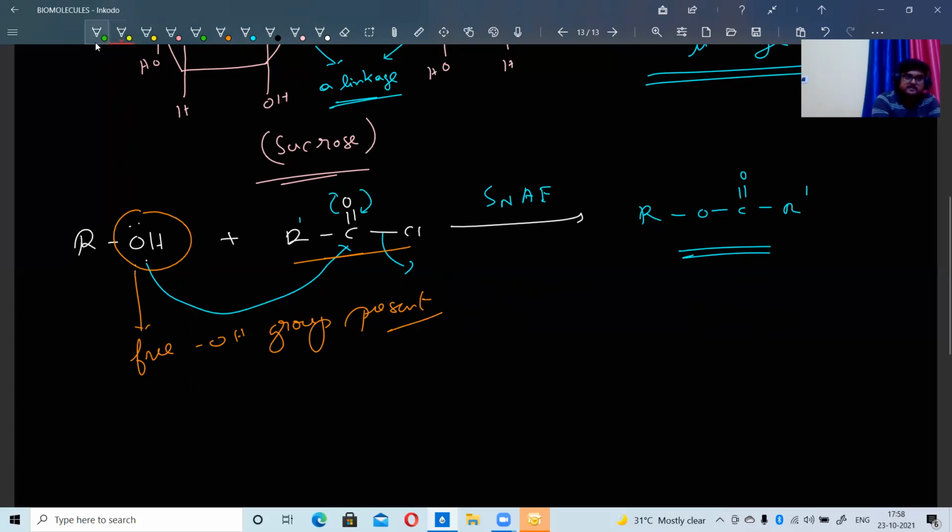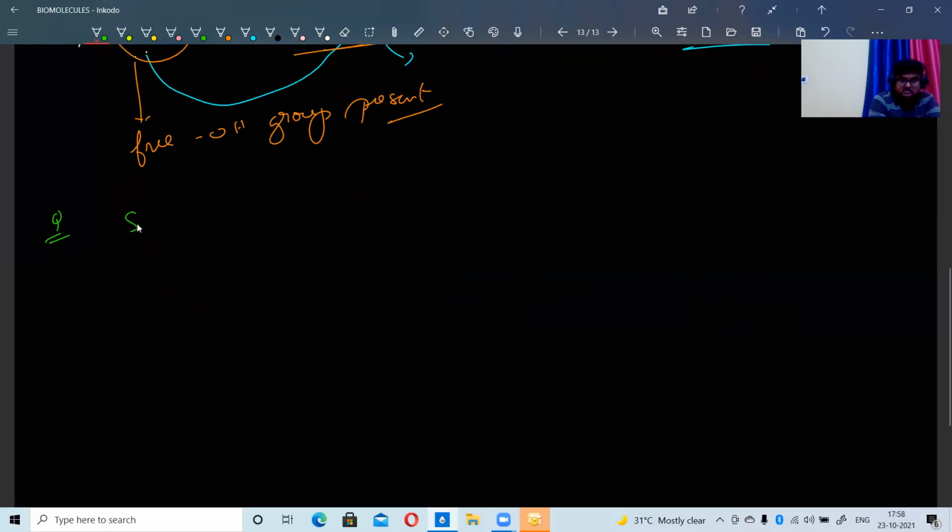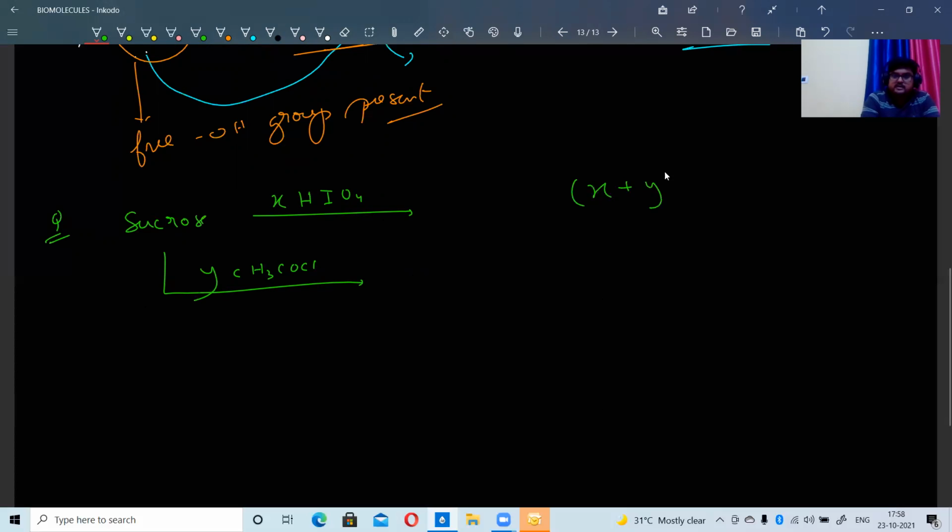Now in your question paper, a question can appear this way. Suppose sucrose, when reacted with HIO4, requires X moles. When it reacts with CH3COCl, it requires Y moles. The product is not given. What will be the value of X plus Y? Solve it quickly.